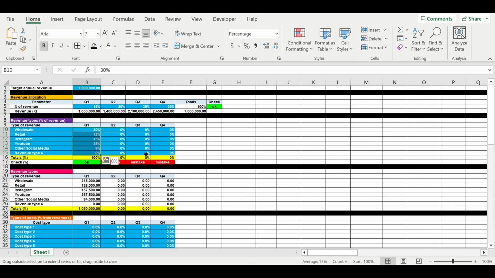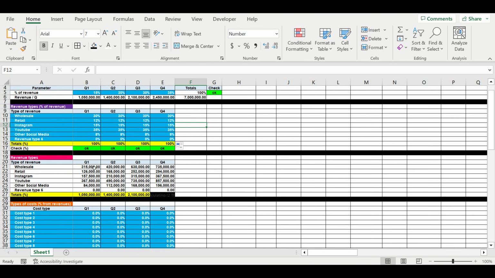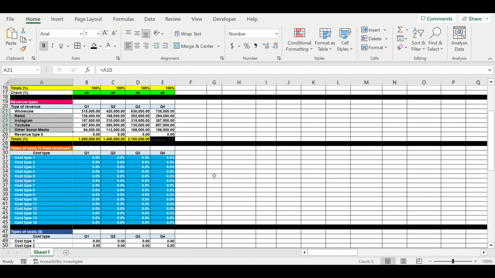I will just extrapolate these allocations among other quarters, but for each quarter we can create its own allocation. Blues are the inputs, so we can play with blue cells the way we want. We can create any allocation. Here on the bottom, in the next table, we see in dollar values how we allocate the revenues between their sources.